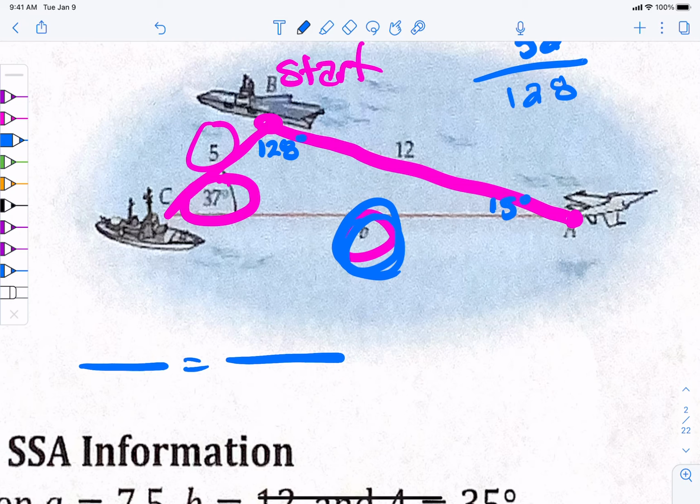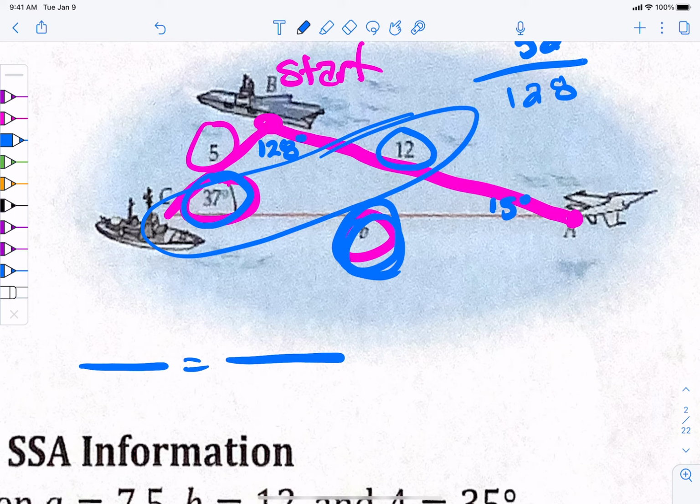Right? Let's do sine of 37 and 12. Why would we want to use that grouping instead of 15 and 5? Because they gave it to us and 15 is rounded. So let's use the same one that we did before. Let's do sine of 37 over 12 equals sine of what?